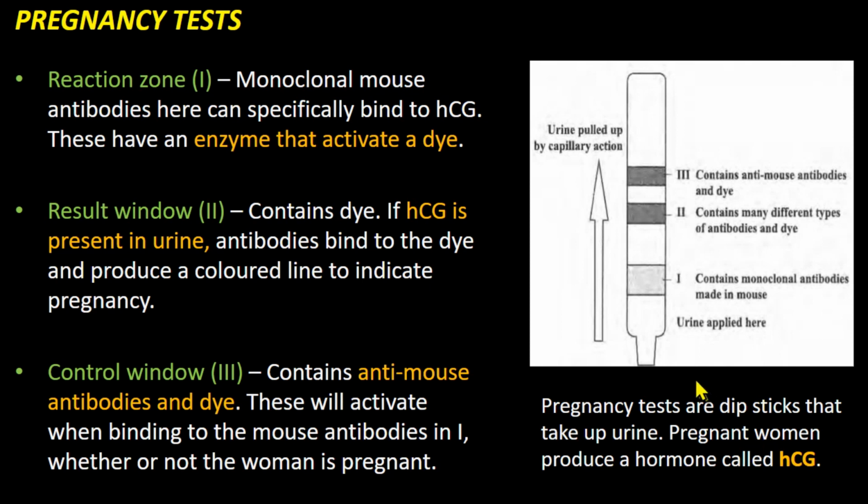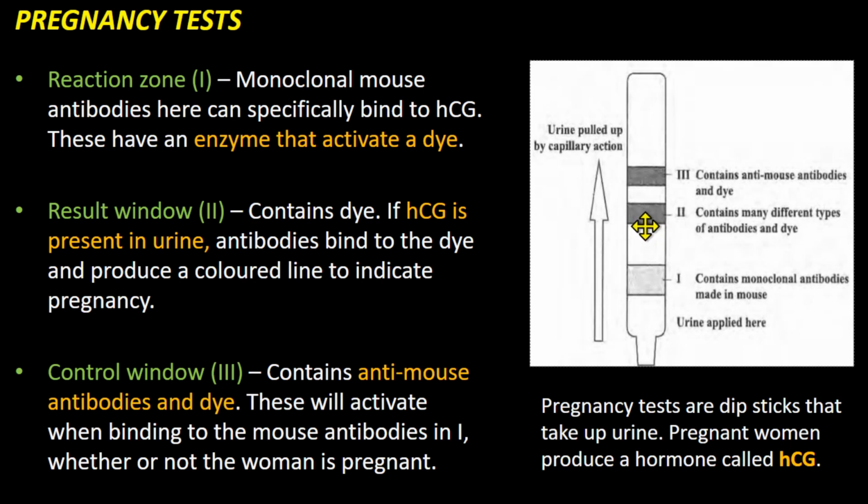What happens here is that the woman will urinate on the stick. The urine is taken up by capillary action, and there are 3 different zones here. You can see them labeled 1, 2, and 3. So 1 is the reaction zone. The reaction zone contains monoclonal mouse antibodies, and these can specifically bind to the hormone HCG. Remember, this would only be in pregnant women, and these have an enzyme that is going to activate a dye. So part 2 now, this is the result window. This is what actually contains the dye.